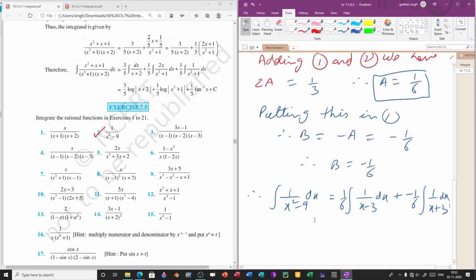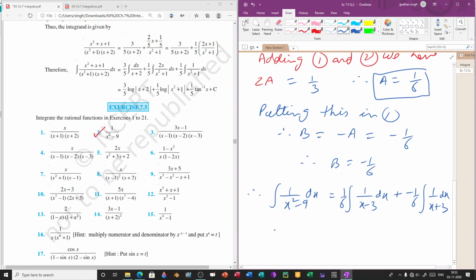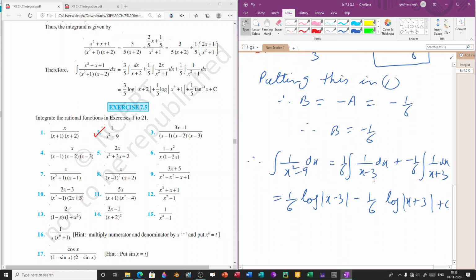Now we'll integrate this further, so it equals 1 by 6 log of mod x minus 3, plus, here plus minus will be minus 1 by 6 log mod x plus 3, plus c. From both the terms we can take out 1 by 6 common, so we will be getting equal to 1 by 6, in bracket log mod of x minus 3 minus log modulus of x plus 3, and bracket close, plus c.